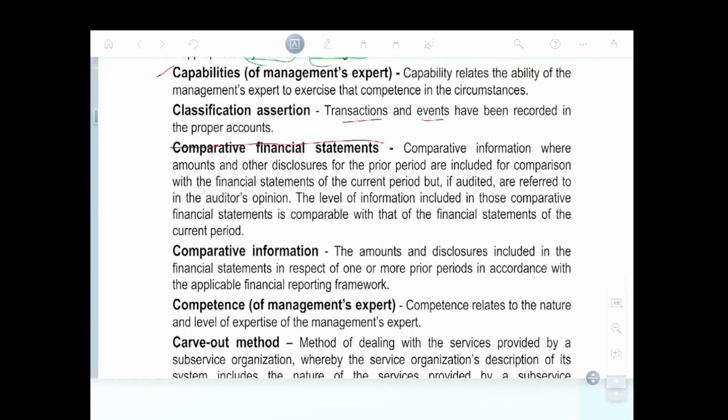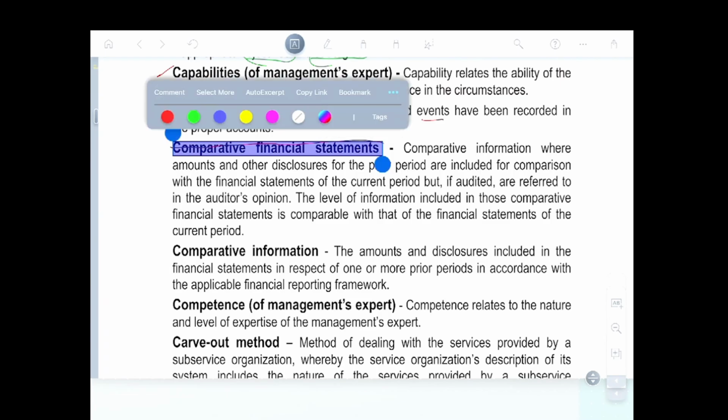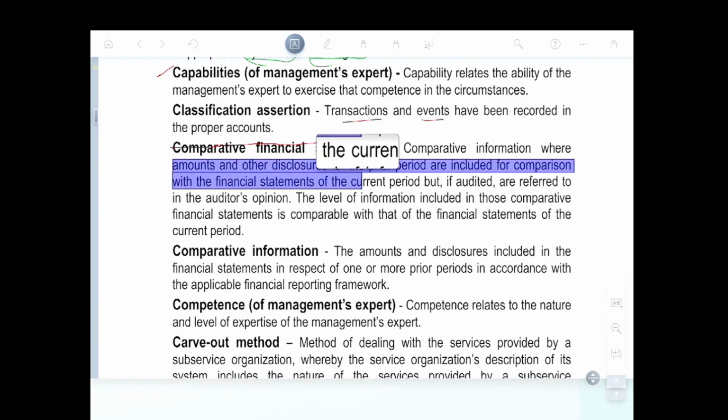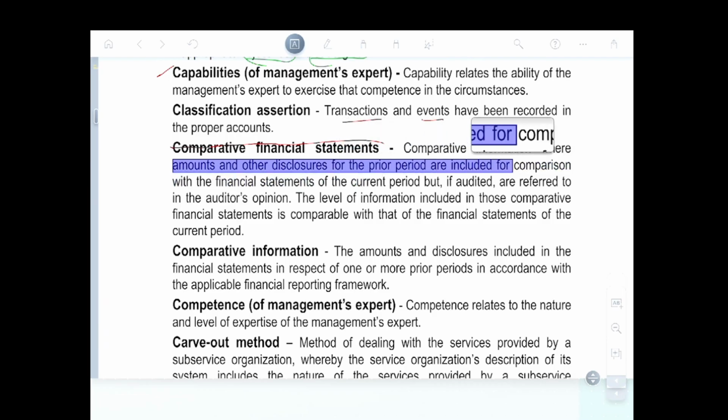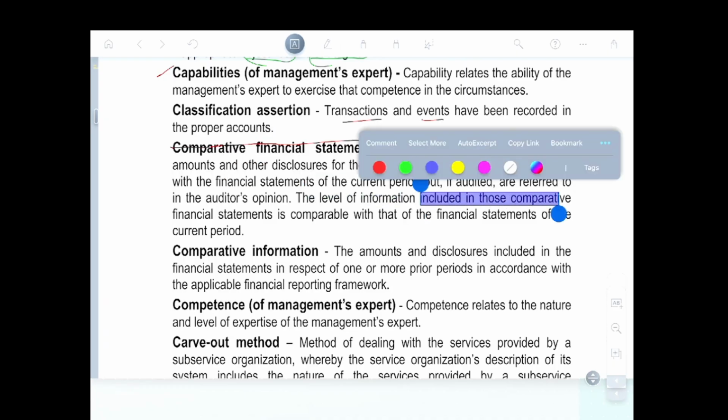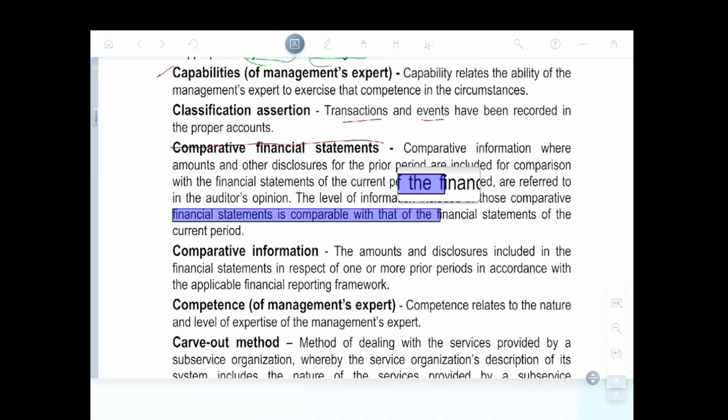Comparative financial statements. The comparative financial information, where the amounts and other disclosures from the prior period are included for comparison with the financial statements for the current period. But if audited, or referred to in the auditor's opinion, the level of information included in those comparative financial information is comparable with that of the financial statements of the current period.